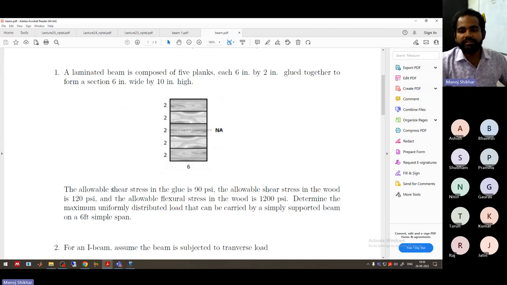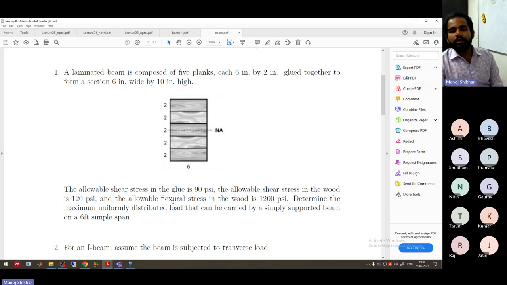The allowable shear stress in the glue is 90 psi. So they have given you the allowable shear stress equal to 90 psi in the glue. So between these two surfaces, the maximum shear stress could reach is 90 psi. And the allowable shear stress in wood is 120 psi. So suppose this is one plank. The maximum shear stress which each of the planks can withstand is 120 psi.